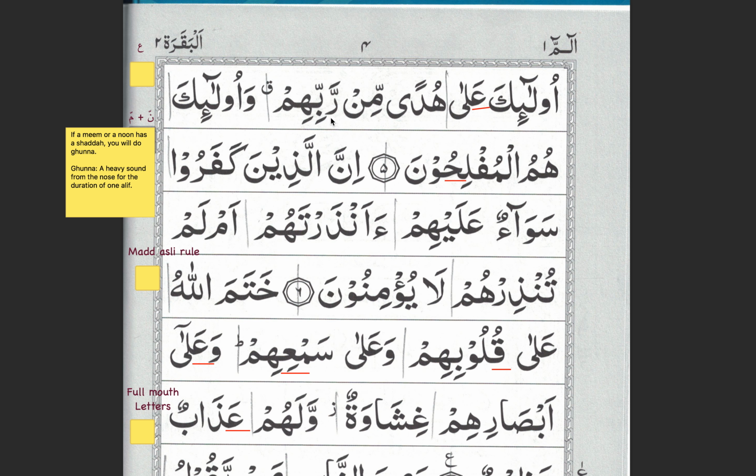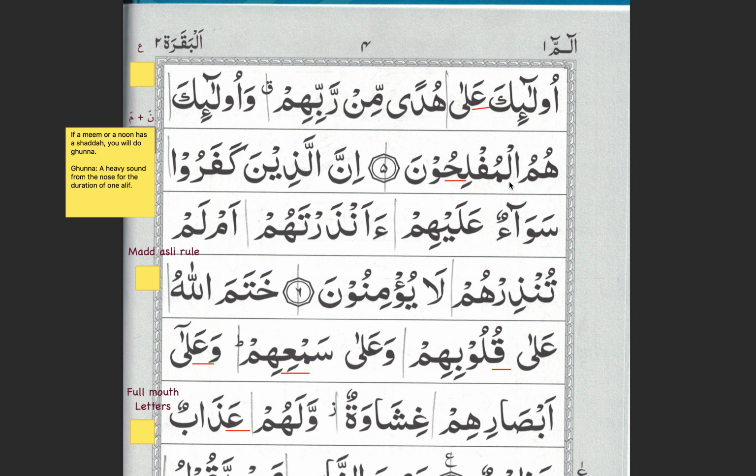Hudammir rabbihim. And now here is the same as the first word that we just did, except it has a wa at the beginning. Wa ulaika. Next line.